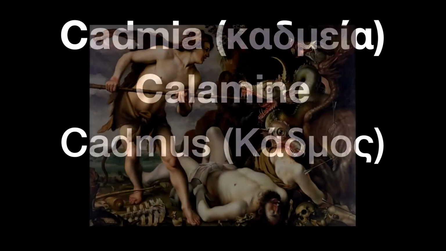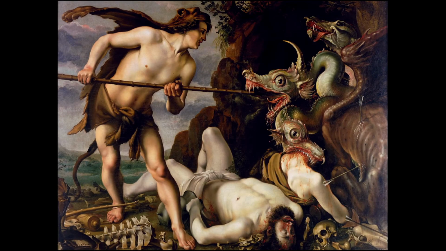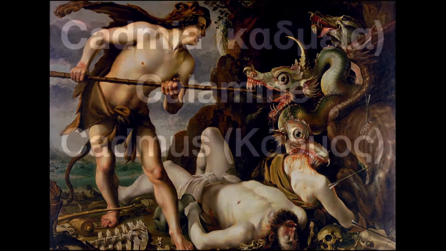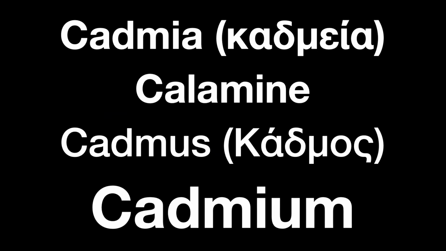Cadmium is from the Latin cadmia, or Greek cadmia, meaning calamine. That was named after the Greek character Cadmus, the mythological founder and first king of Thebes, who we see here fighting the dragon in a painting by Hendrik Goltzius. From this rich history, we get the name of the element cadmium.